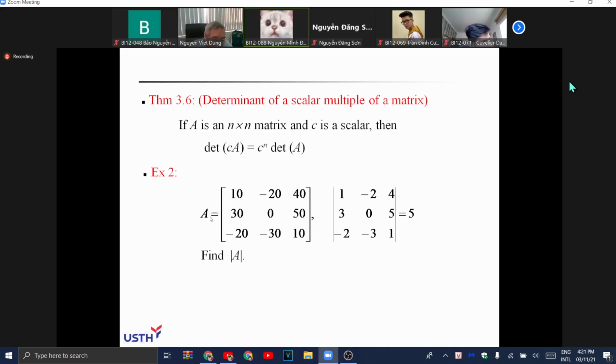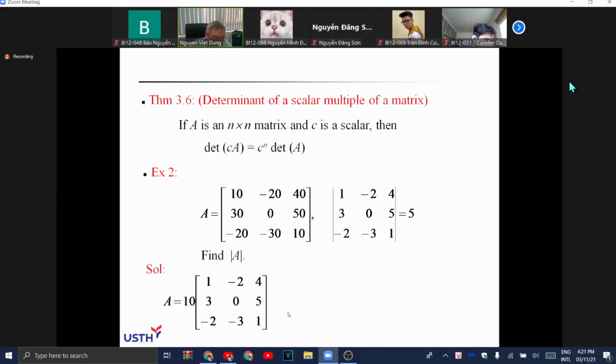Suppose that you are given a matrix A like that one, and you are required to find the determinant of A. And suppose that you know already that the determinant equals 5. Then it is very easy to see that A is 10 times the matrix here. Every entry here is 10 times the entry here. So you see A equals 10 multiplied by that matrix.